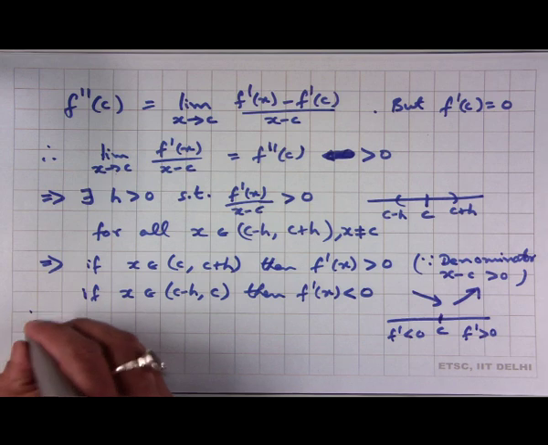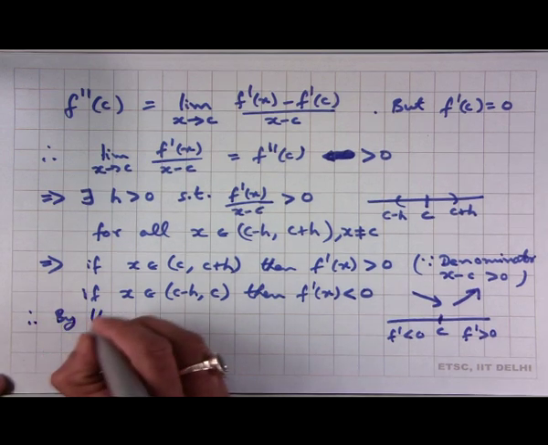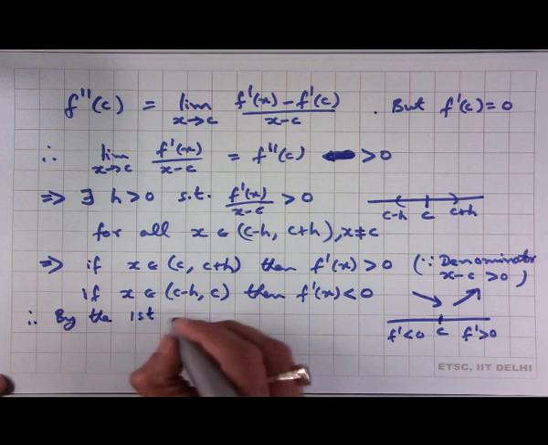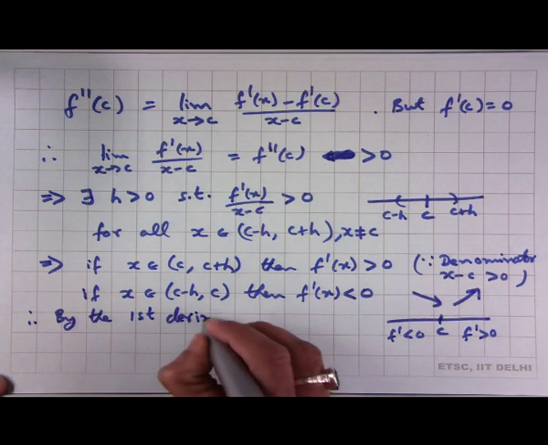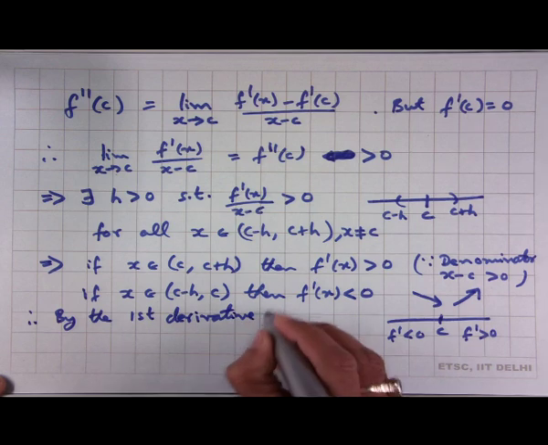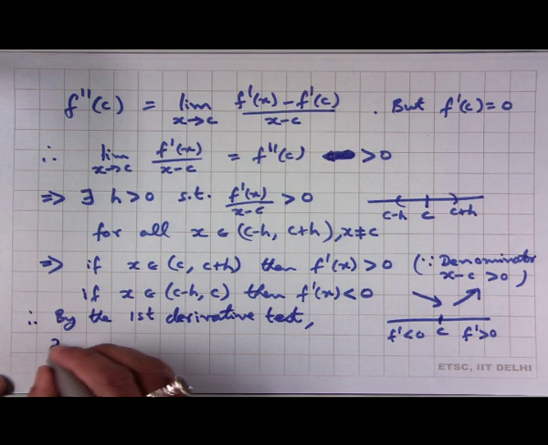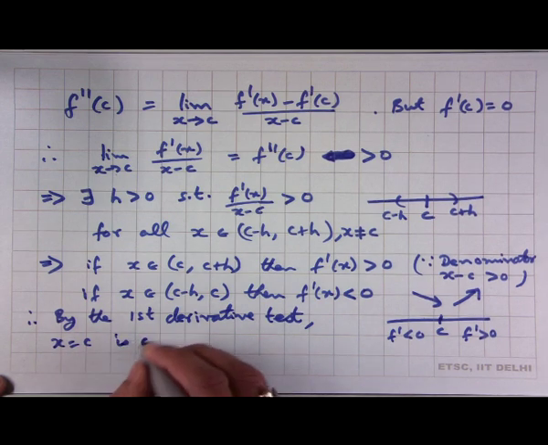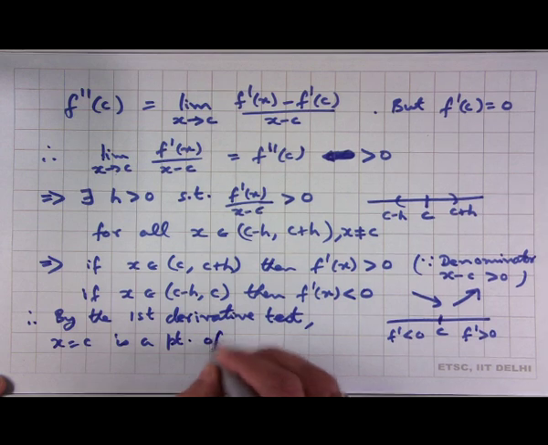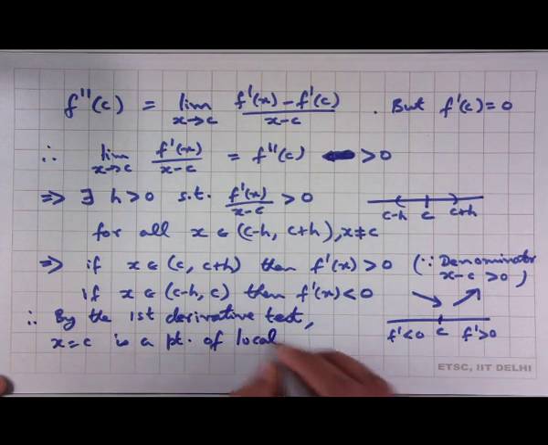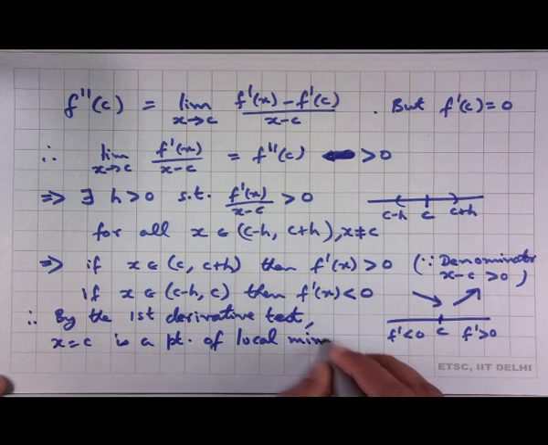So, therefore, by the first derivative test, x equal to c is a point of local minima.